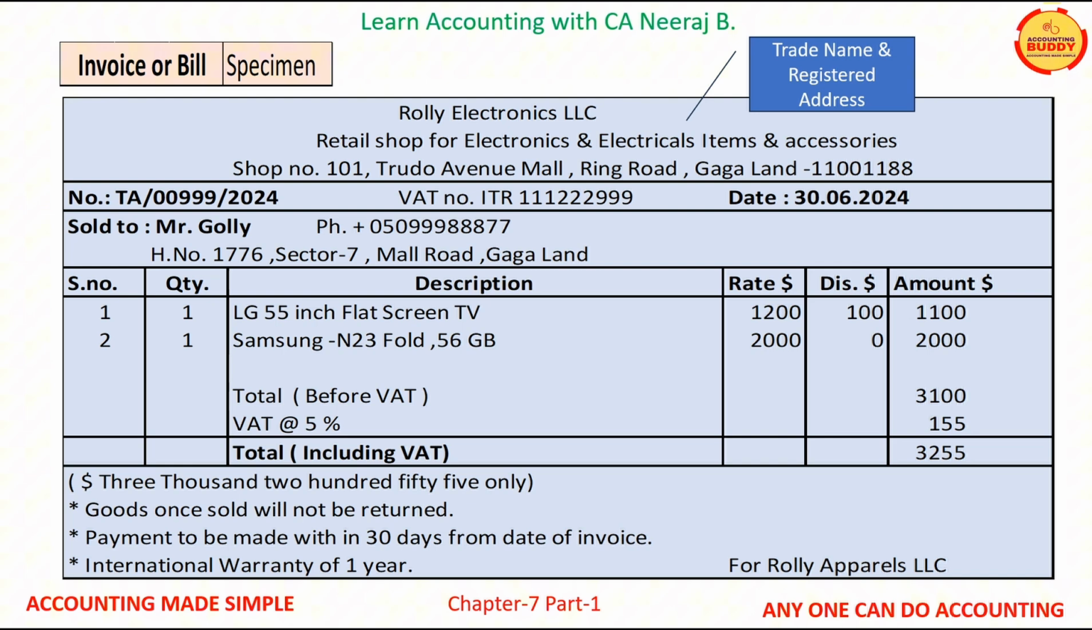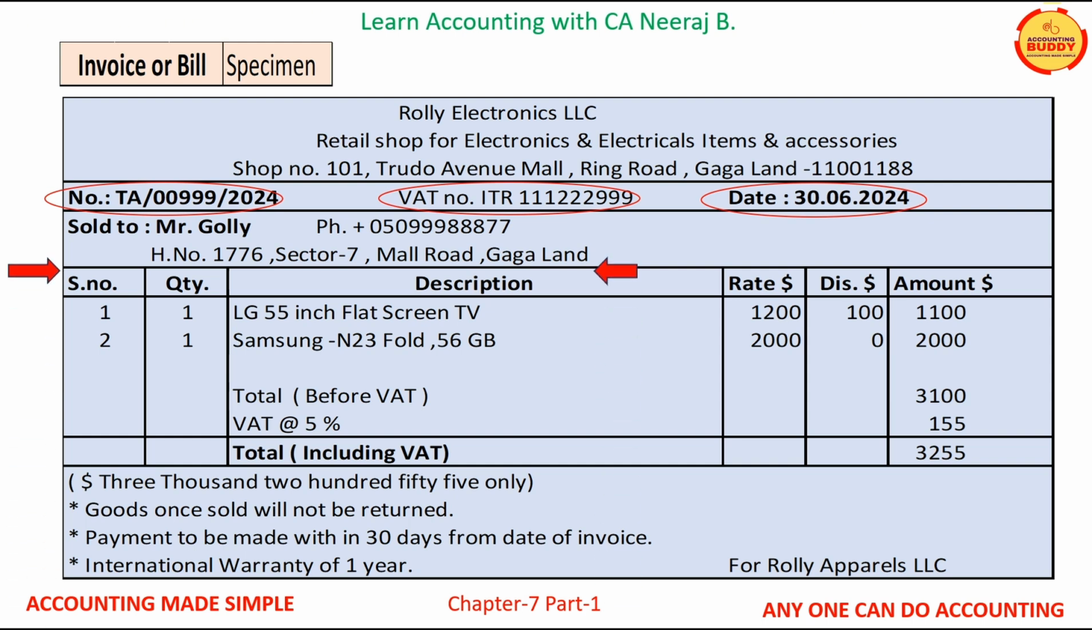Bills are serially numbered for control and compliance purpose. Date of invoice signifies the date on which the transaction happens and the transaction is recorded in the books of accounts on the basis of invoice date. In case VAT is applicable, the VAT registration number is also printed on the invoice. Invoice also contains the name and the complete address of the buyer.